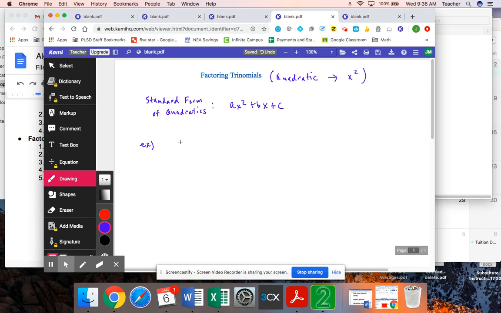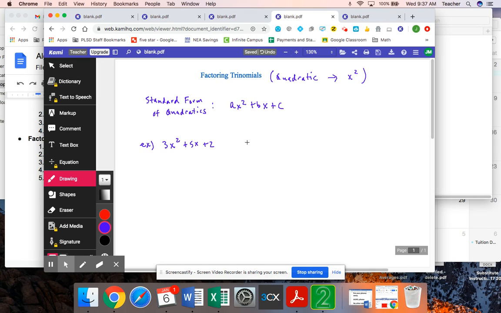Let's go with, what if I said 3x squared plus 5x plus 2. That's a trinomial. All right. I want us to be able to factor this thing. That means I want it to look like two things multiplied together. That's what we're talking about when we factor.